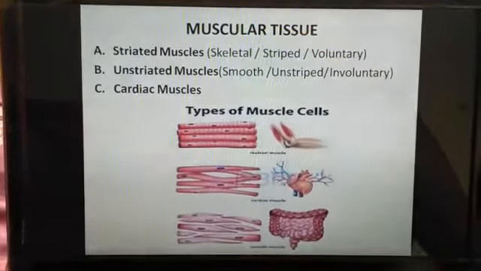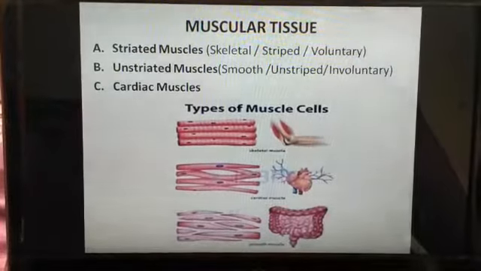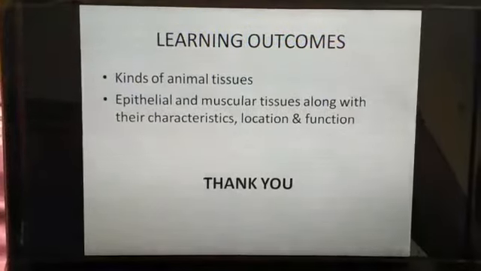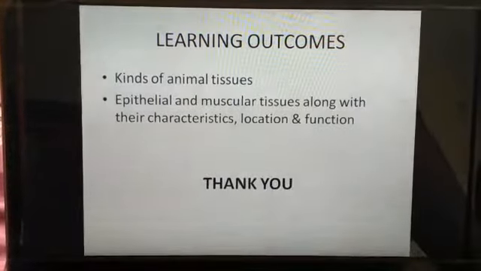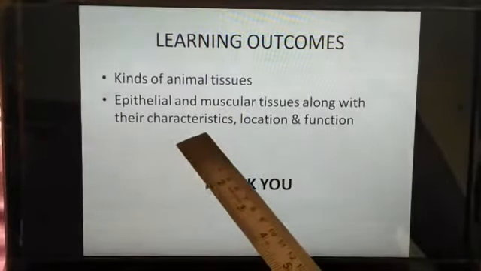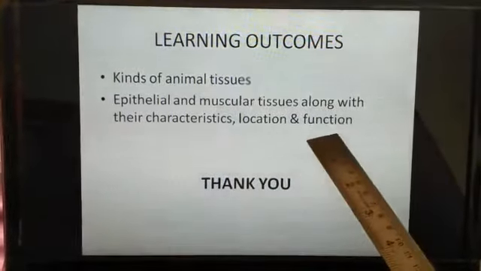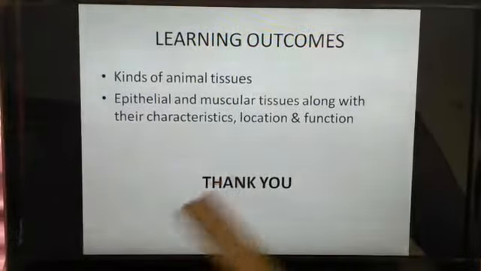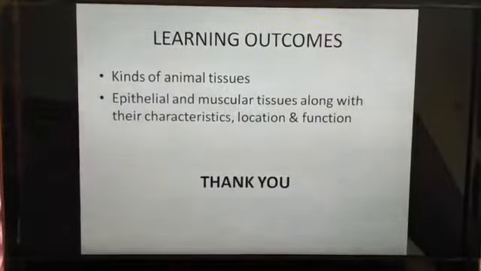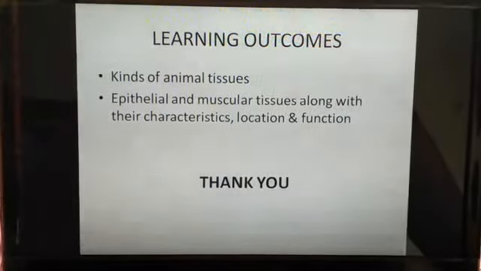With this, we complete today's video. We have learned today about the various kinds of animal tissues. We learned epithelial and muscular tissue in detail along with their characteristics, location, and function. We are going to continue with this chapter with the topic animal tissue in the further video.